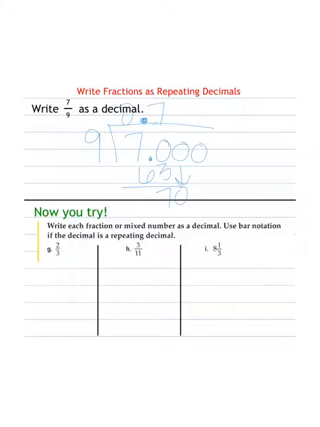9 can go into 70 again 7 times. 7 times 9 is 63. We get 7, add a 0, and we can see that it's just going to keep doing that forever and ever. So it's going to go 0.77777, which is the same as 0.7 repeating. You try these last 3 of the video, and then we will be done.